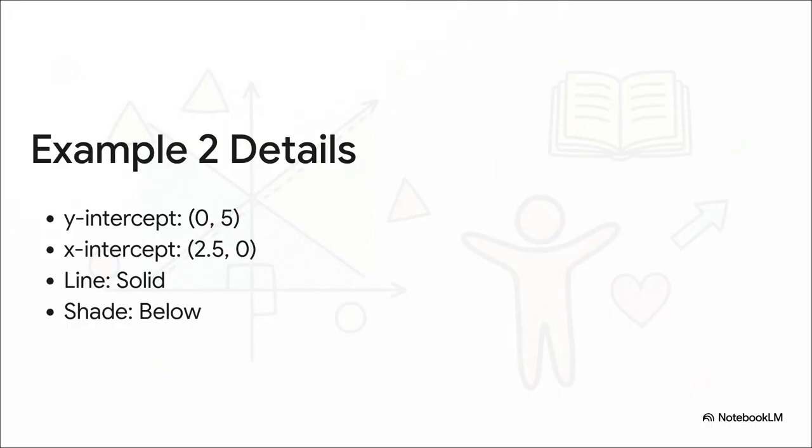Just like before, we hunt down our points. When x is 0, y is 5, so y-intercept at (0, 5). When y is 0, we solve for x and land on exactly 2.5 for our x-intercept. We plot them, but this time we use a solid, heavy line to connect them because of that equal to piece of the symbol. And finally, since it's less than, we shade the whole zone below the line. See? You are totally mastering this.